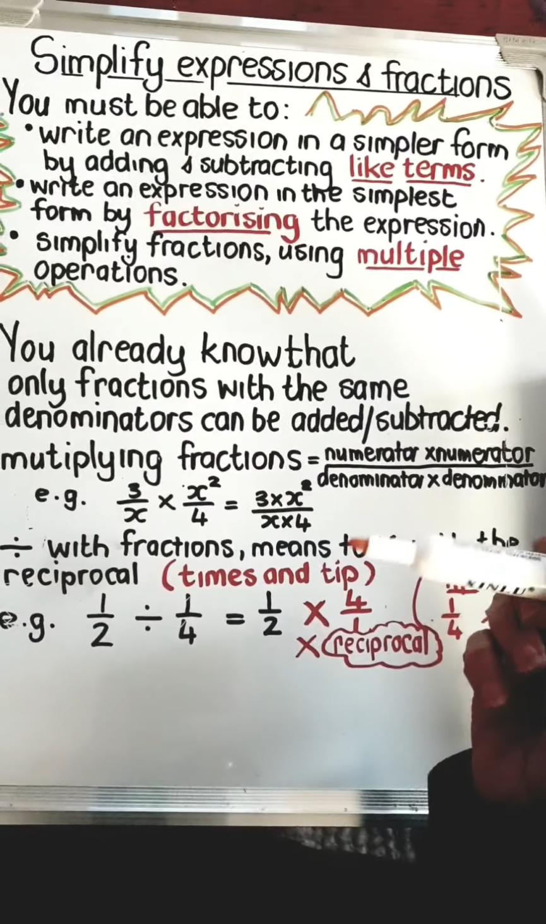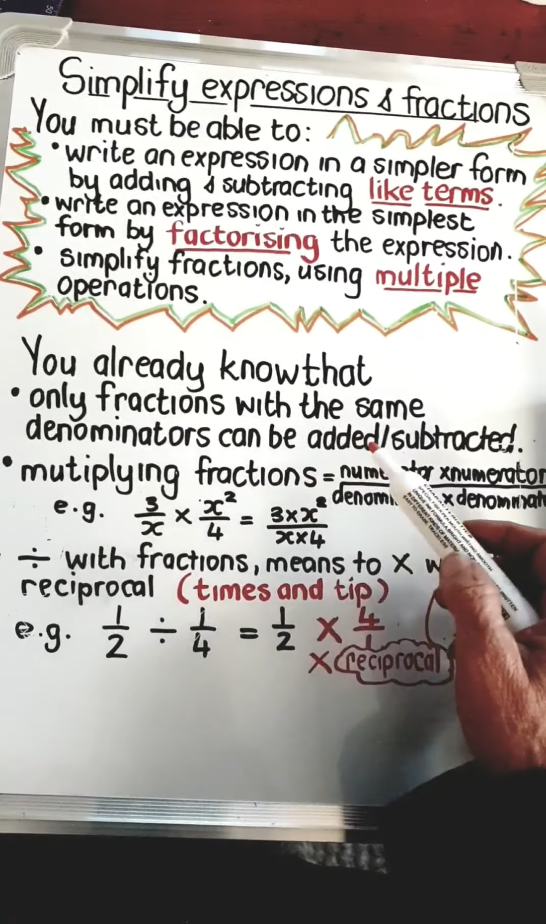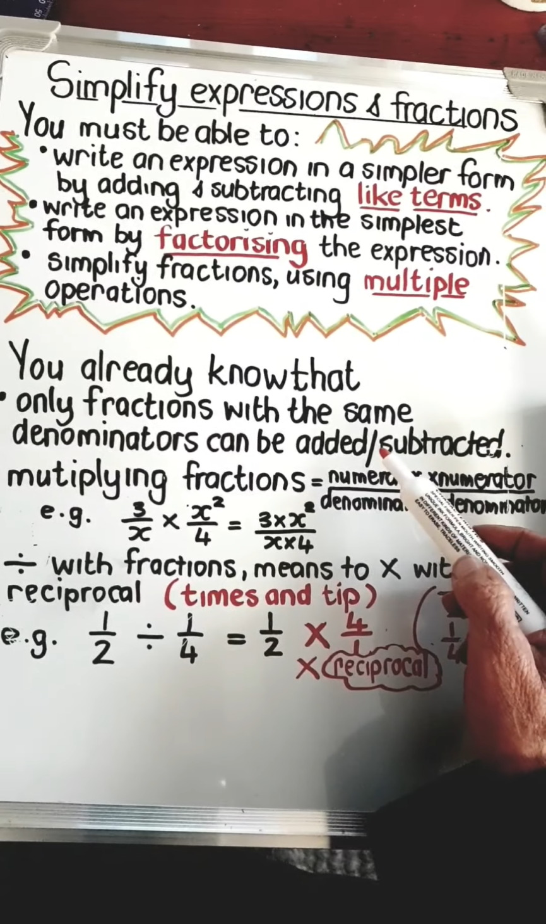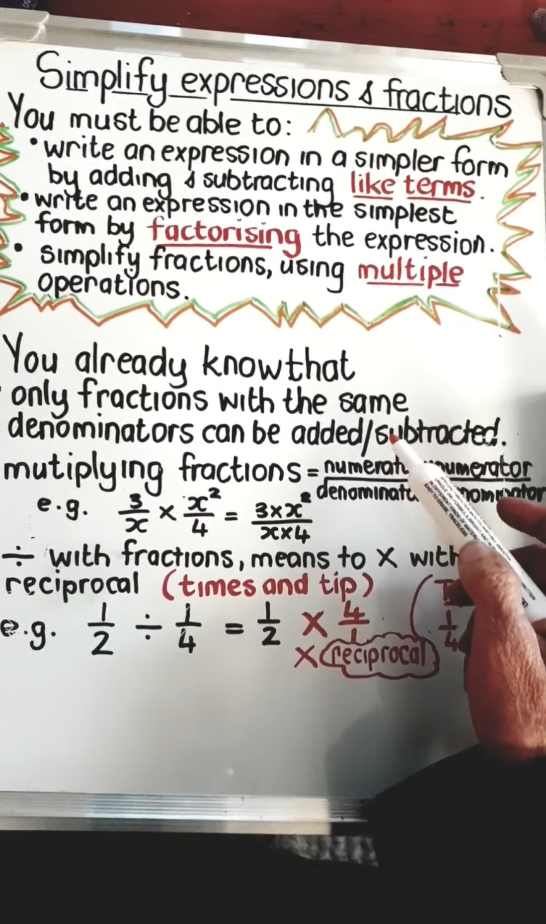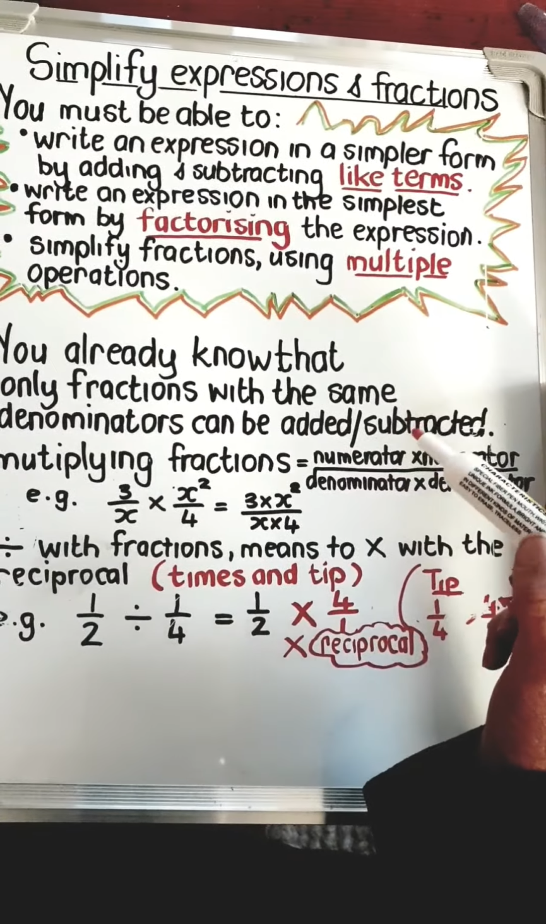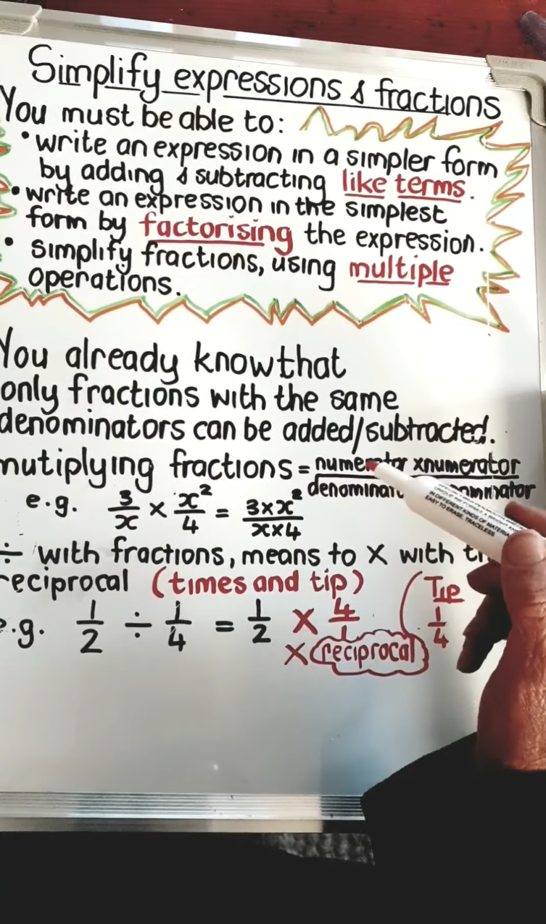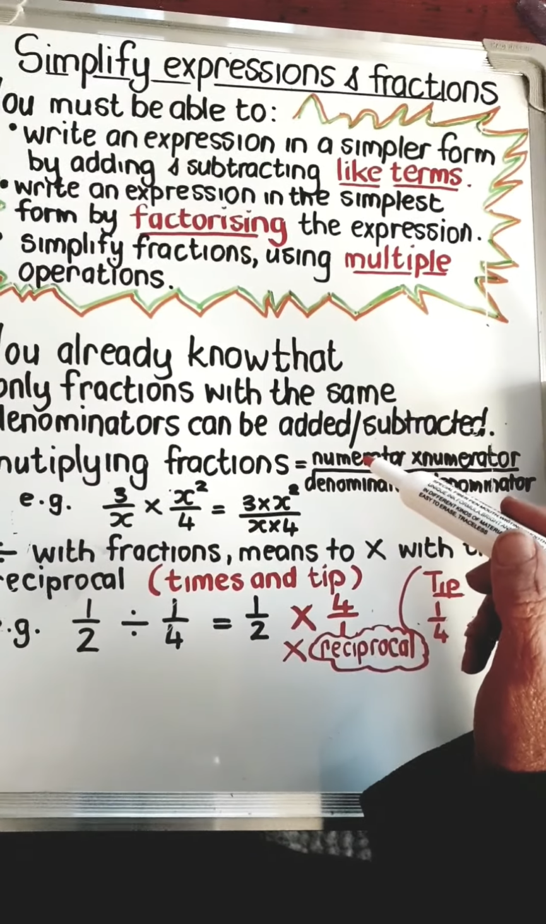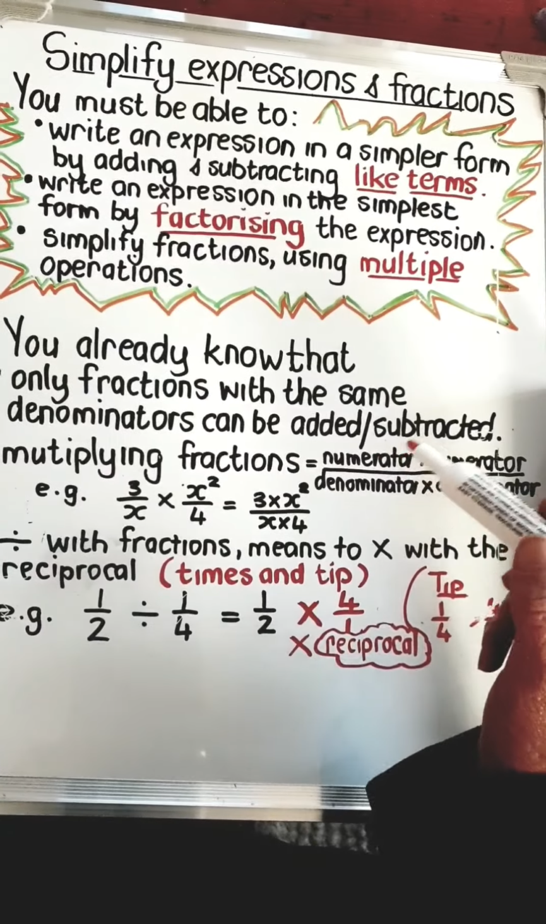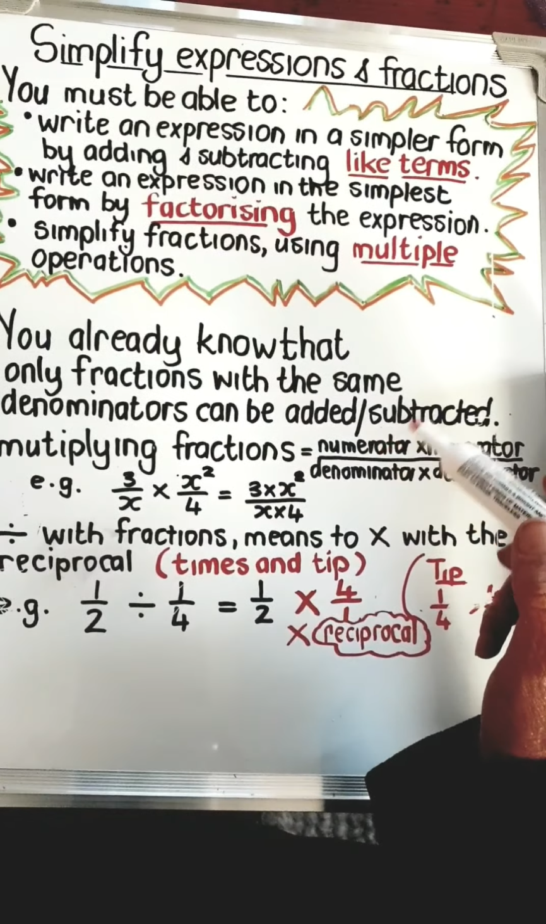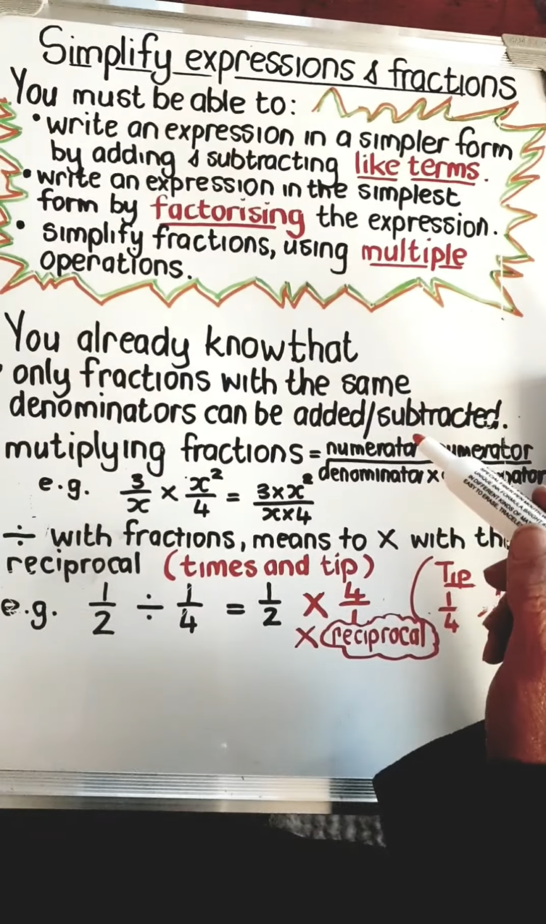You already know that only fractions with the same denominators can be added or subtracted. You can add halves to halves, quarters to quarters, but not halves to quarters, unless you change to the same denominator and write it as equivalent fractions.